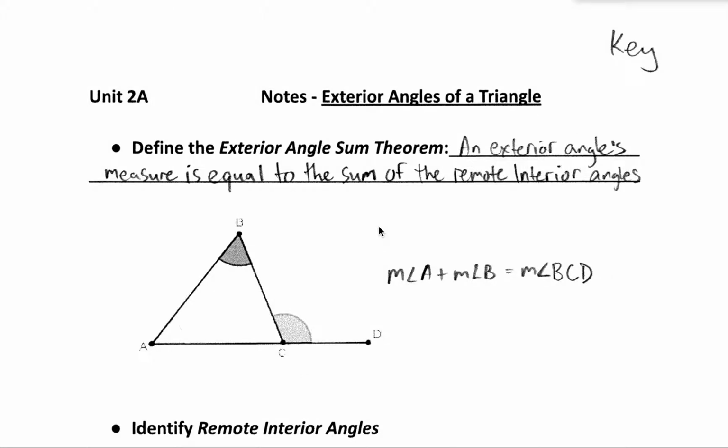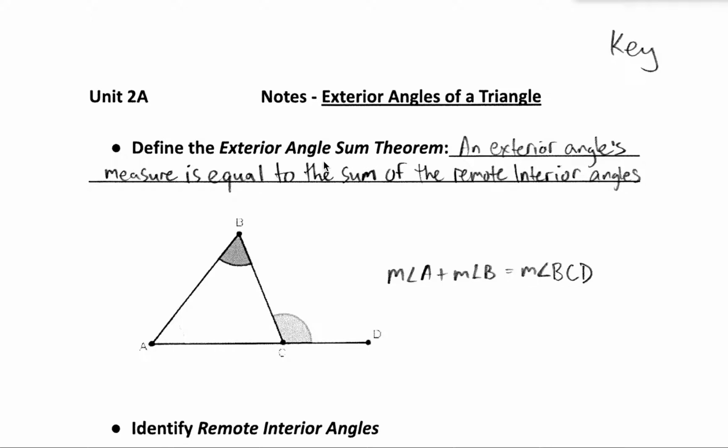In this video, I'm going to be talking about how to find the measures of exterior angles of a triangle. For example, if we extend a side of a triangle, we've created an exterior angle. It's going to be a relationship between two of our interior angles that can give us the measurement of that exterior angle. It's called the exterior angle sum theorem.